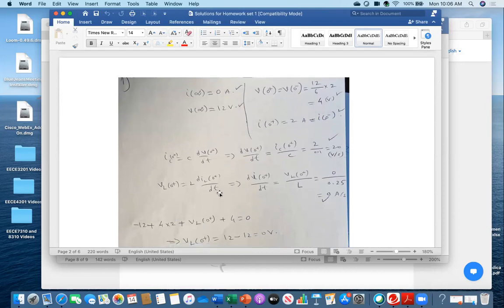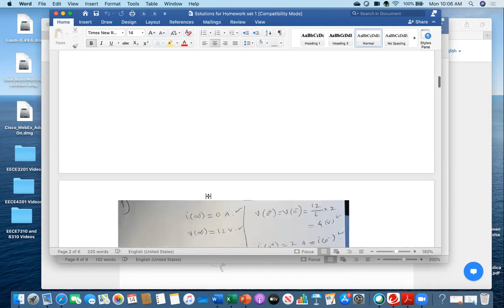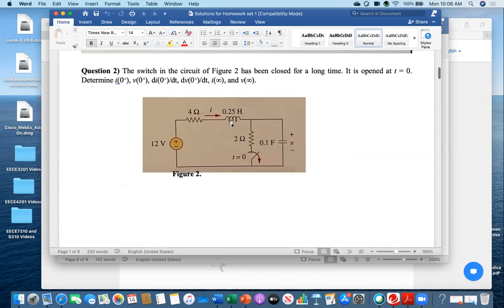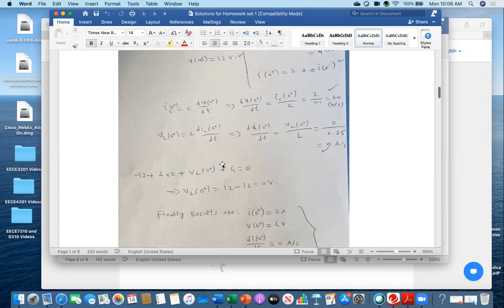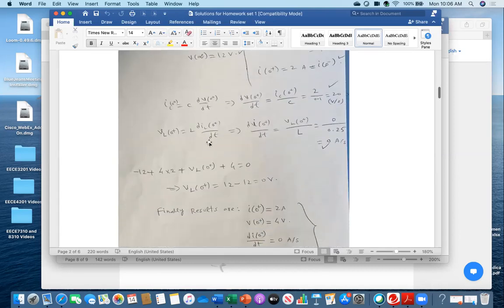And then I have to find out di by dt at 0 plus. So what is VL at 0 plus? VL is L di by dt. Once the transient happened, VL across this one is L di by dt at 0 plus. That I am writing. And then di0 plus by dt is VL over L. Now what is my VL? That VL is 0. So how did I get that?